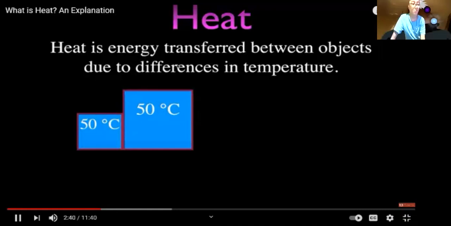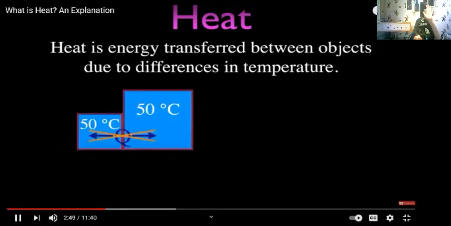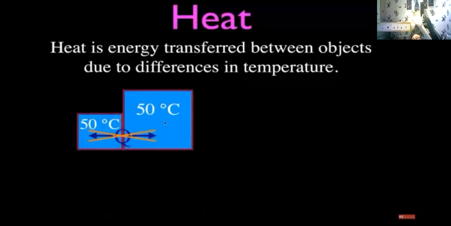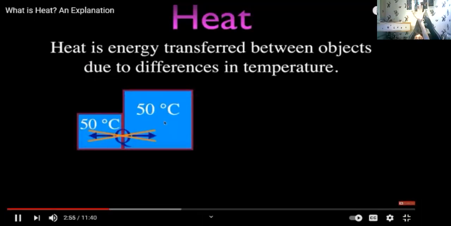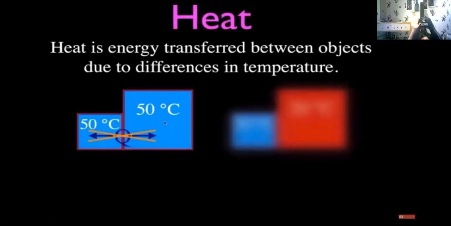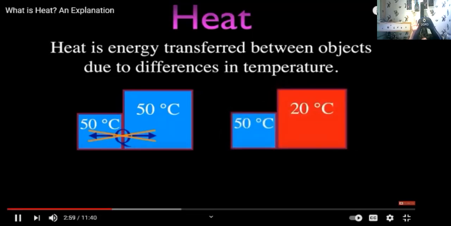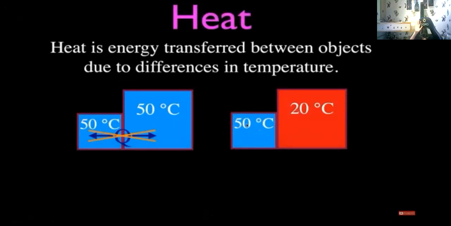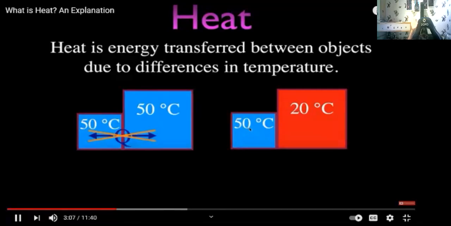So we have a system with two objects. If they're at the same temperature, then no heat will flow between those two objects. The bigger object might have more total energy, but no heat will flow between them. So in order to get heat to flow, we have to have objects at different temperatures. Here we have a big object at 20 degrees Celsius and a smaller object at 50 degrees Celsius. And heat is always going to go from areas of high temperature to low temperature.